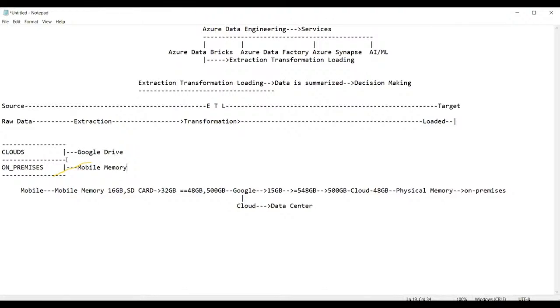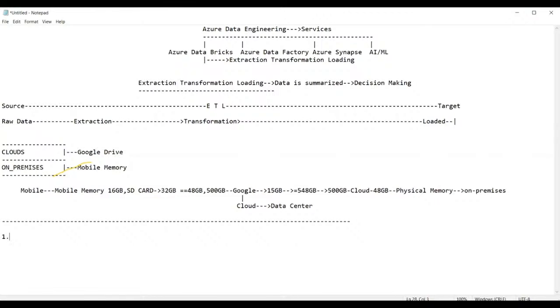As individuals, we still want to move data from physical memory to Google Drive memory. In the same way, many corporates are planning to move, or are moving, from physical data to cloud data. For that, many cloud providers have come out to provide support. The following are the cloud providers we have.